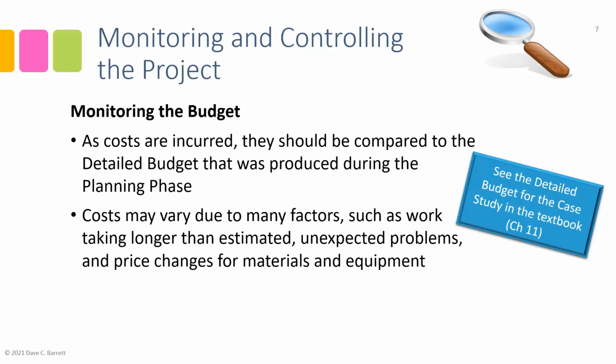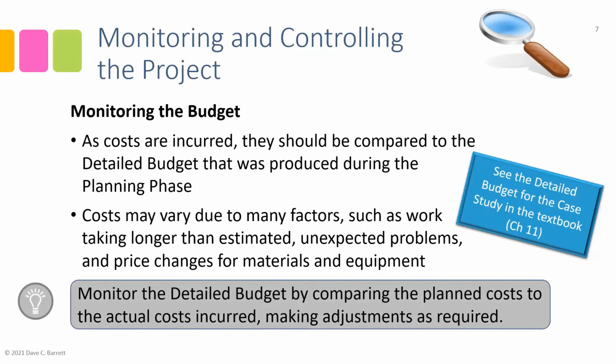So if the budget was set up on a weekly basis, then the weekly actual costs would be compared against it. If the budget was on a monthly basis, then the actual monthly costs incurred would be compared against it. And it's that comparison that is useful. If the project manager finds that our actual costs are higher than what was planned at this point in the project, that's something to be looked into, to be resolved in some way. So it's this active process of comparing the costs incurred to what we think we should have incurred by this point, which is the detailed budget, that is the essence of monitoring and controlling the project in terms of the budget. So key idea: monitor the detailed budget by comparing the planned costs to the actual costs incurred and make adjustments as required.